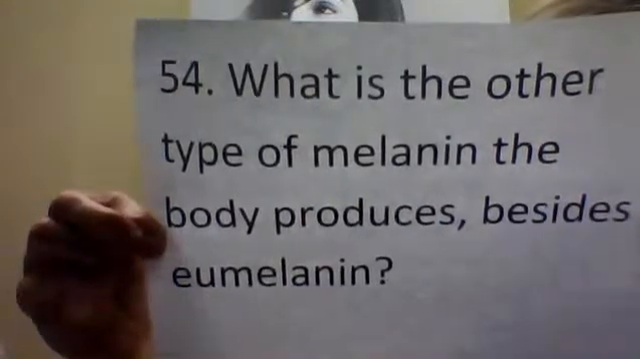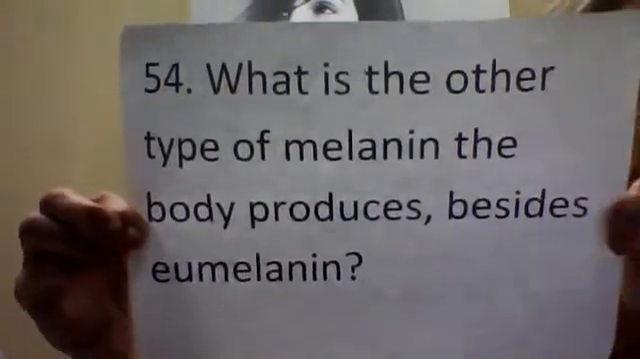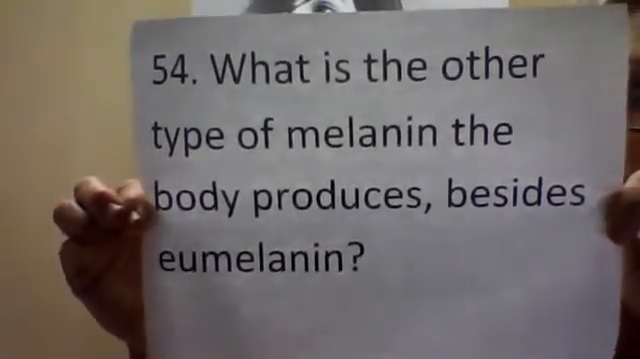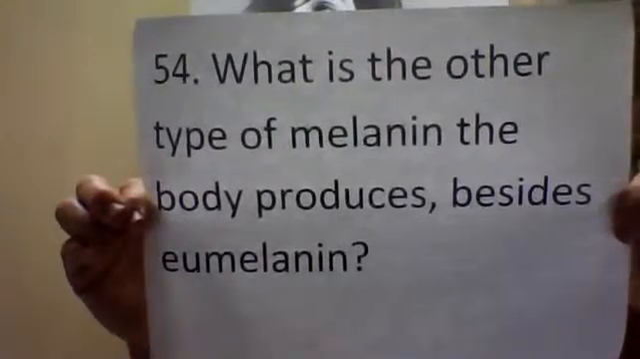54. What is the other type of melanin that the body produces besides eumelanin? Remember, eumelanin is responsible for the black and the brown pigment. So there's another one that's responsible for the yellow and the blonde pigment. I'm going to give y'all one more, and then we're going to stop for the day, and I'll let y'all start logging out. Here we go. Pheomelanin, perfect.